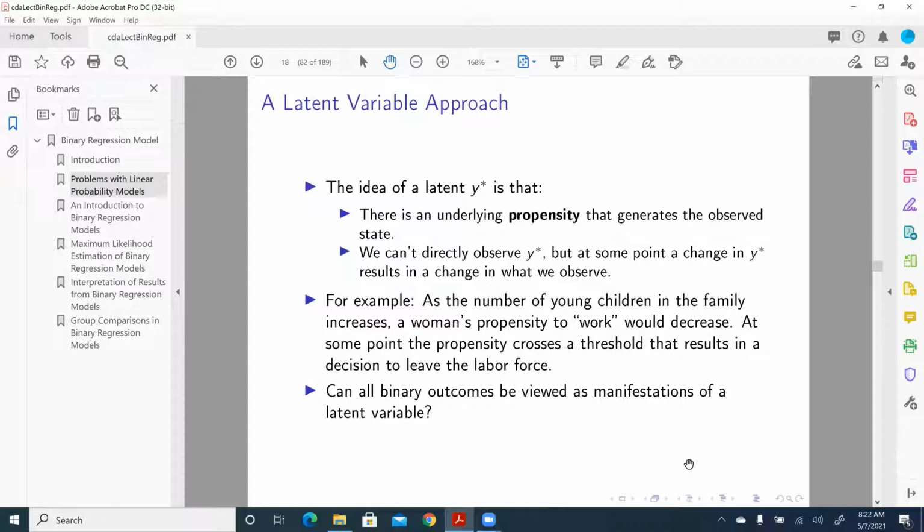Here's a question for you to think about. Can all binary outcomes, well, not necessarily outcomes, but they could be predictors, any binary variables, be viewed as manifestations of a latent variable?